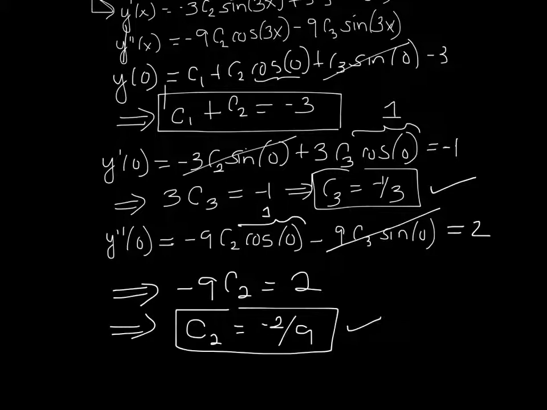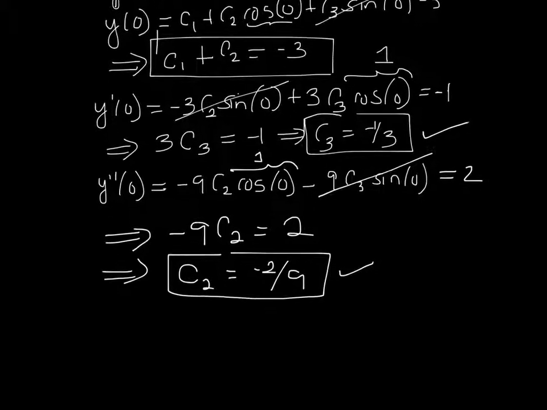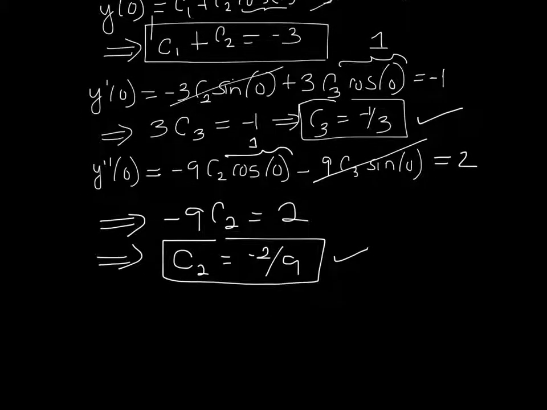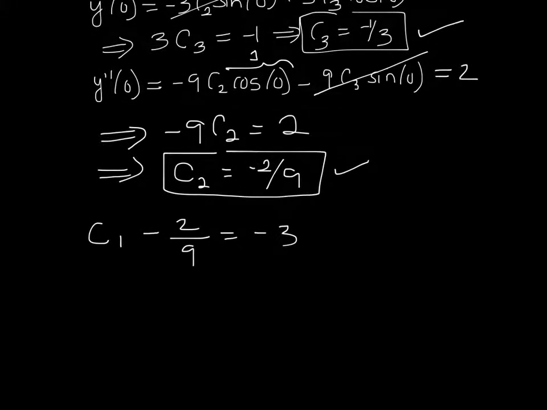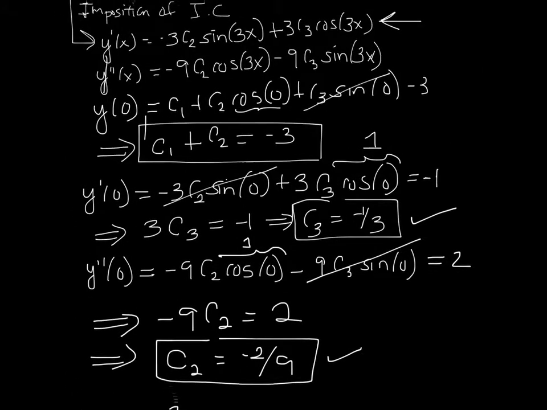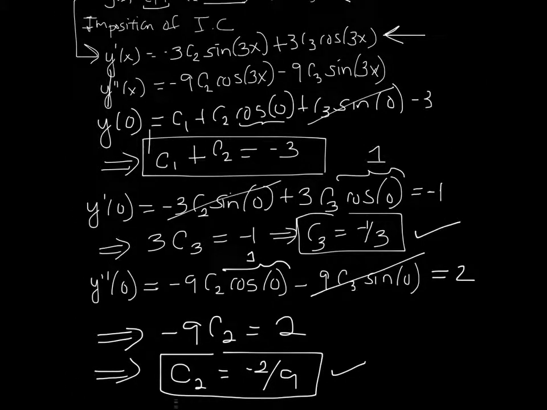Okay, so we have C2 and we have C3, so we can definitely find C1. So let's use C1 plus C2, which in this case is -2/9, equals -3. Solving for C1, the solution is 29/9, but I'm not going to get 29/9. I'm going to get -25/9. So let's see if there's an error somewhere here.